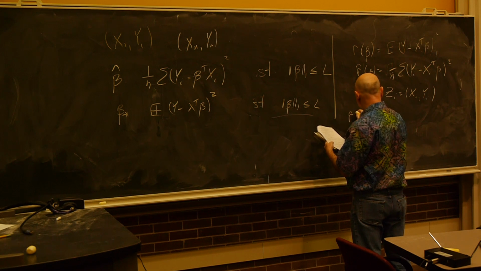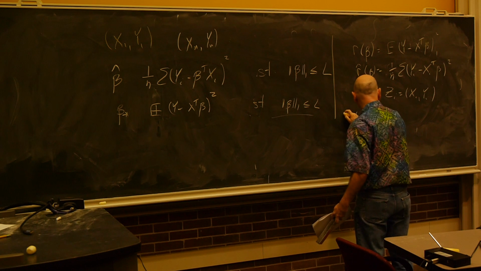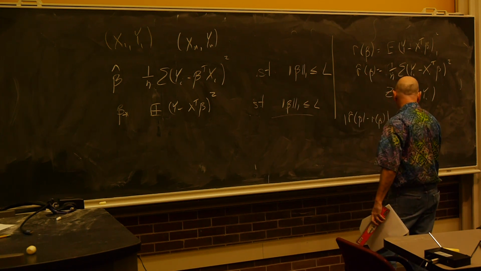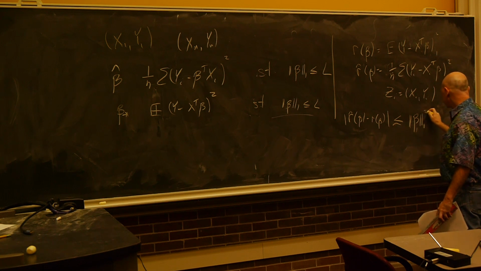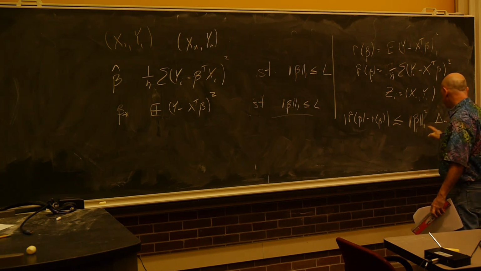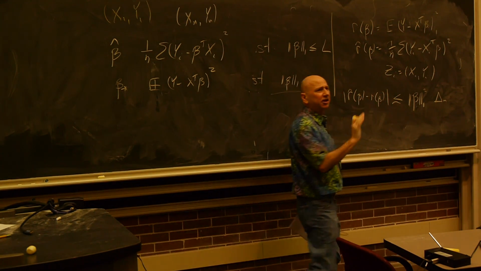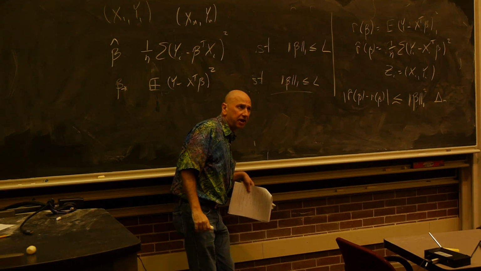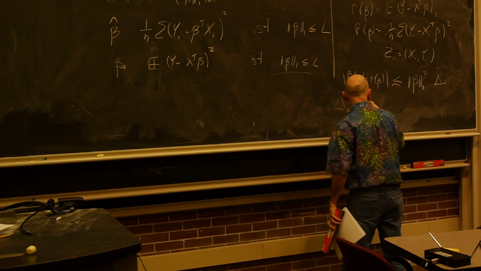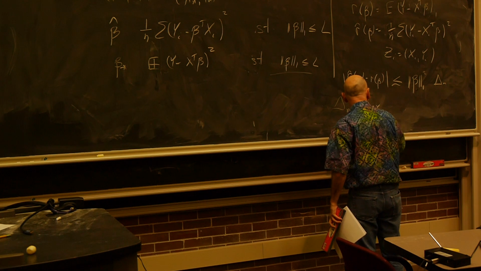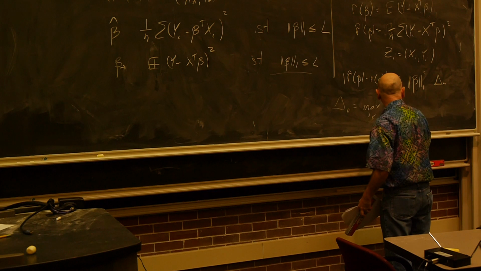It was r hat of beta minus r of beta, which we saw was less than or equal to the L1 norm of beta squared times delta n. Actually, there was an extra minus 1 in there, but I'll just ignore that. That's not a big deal. And delta n, remember, was the maximum difference between, I think I called it lambda hat, right?